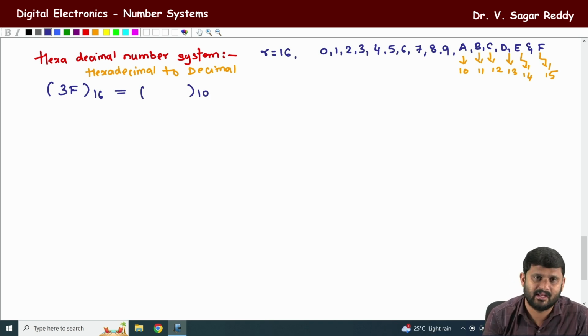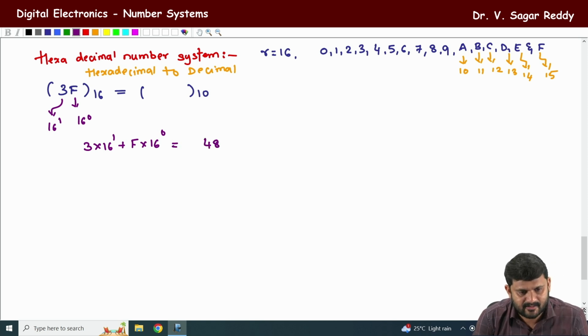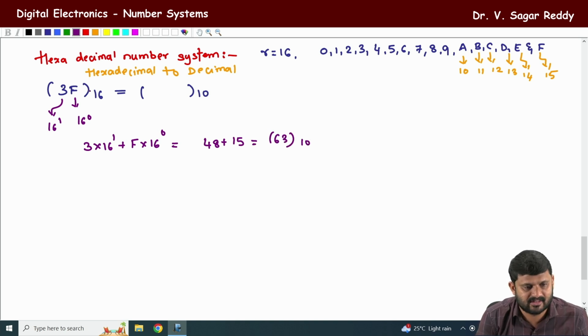If you convert any number system from any radix to decimal, then we just use weighted multiplication. So the weight associated with F is 16 power of 0, and this is 16 power of 1. Now we can write 3 into 16 power of 1 plus F into 16 power of 0. Here 3 times 16 is 48, and F is nothing but 15. You get 63. So the decimal equivalent for this 3F in hexadecimal is 63.